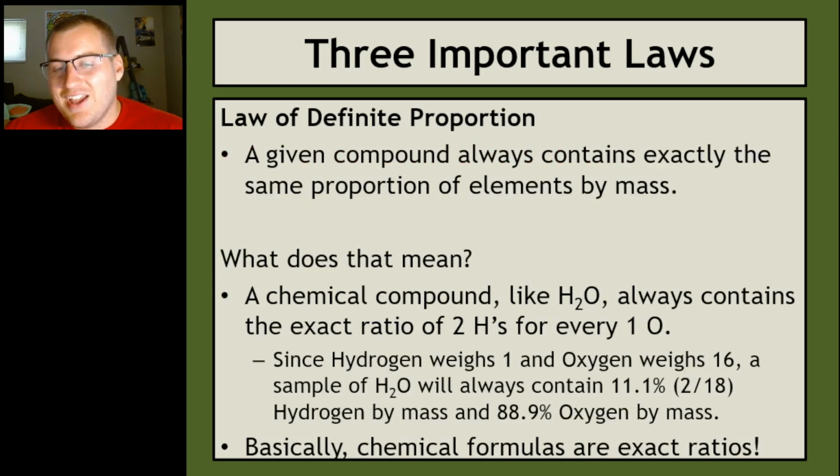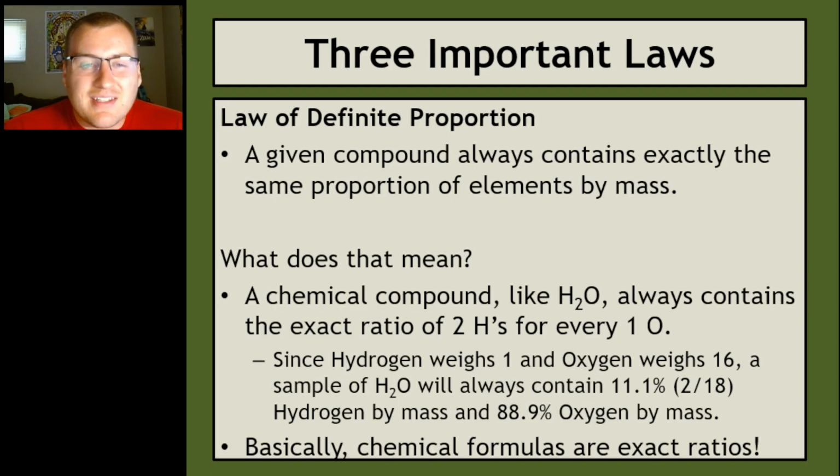All right, our next important law is called the law of definite proportion. A given compound, so a compound is another name for a molecule, multiple atoms joined together, two or more, always contains exactly the same proportion of elements by mass. Okay, that's more difficult wording than it needs to be. What this actually means is a chemical compound like H2O always contains the exact ratio of 2 H's and 1 O, which makes sense. Since hydrogen weighs 1 and oxygen weighs 16, a sample of H2O will always contain 11.1%, 2 out of 18 of those mass units, hydrogen, and 88.9% oxygen.